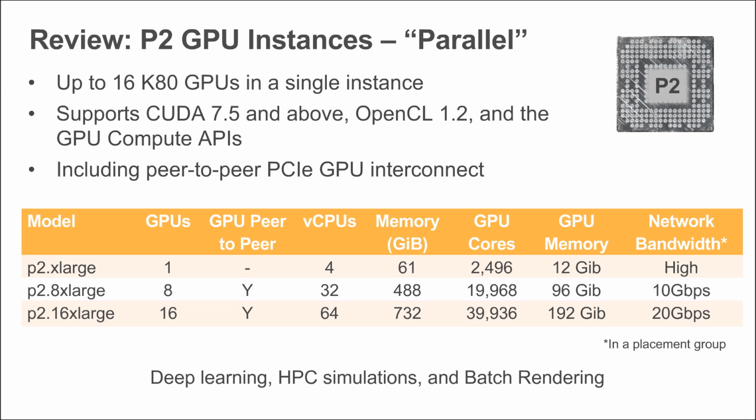Our largest P2 instance has 16 different GPUs all on a single machine. And it can use things like GPU peer-to-peer to communicate with each other across that PCI switch. This is especially important for applications that require a lot of GPU to GPU communication. They also feature the 20 gigabits network bandwidth available on our ENA network.